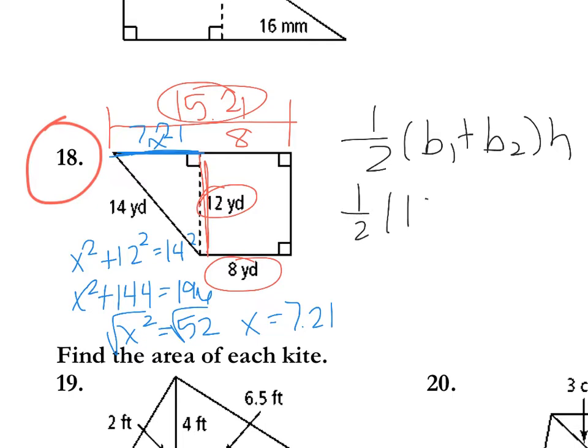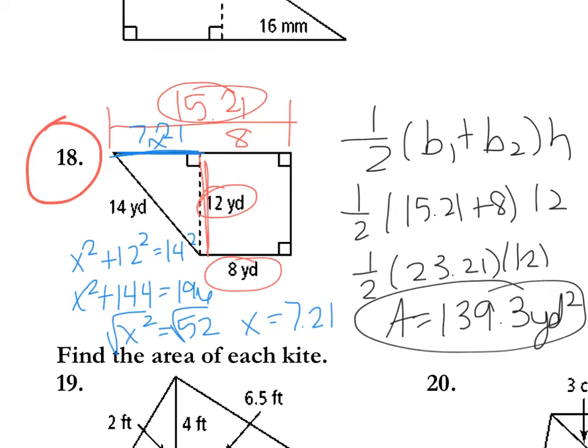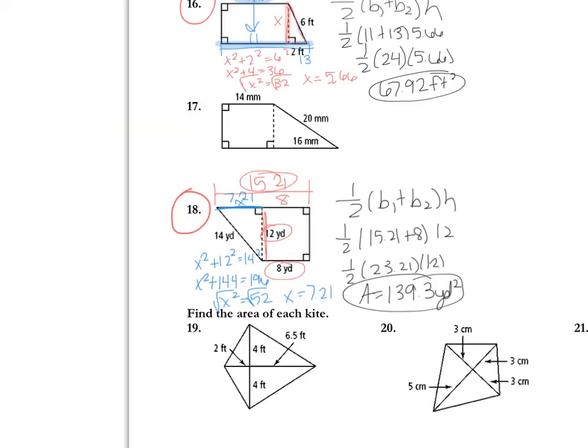So it's going to be 1/2 of 15.21 plus 8 times the height of 12. So that's 1/2 of 23.21 times 12. And then I'm just going to calculate that out on my calculator. And I get an area of 139.3 yards squared. Okay. I think there's one more on this page.